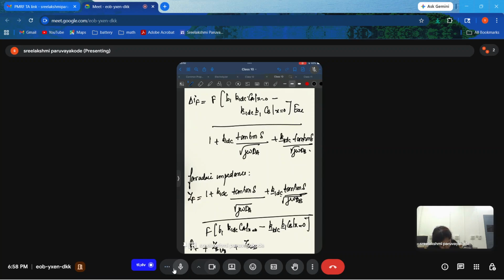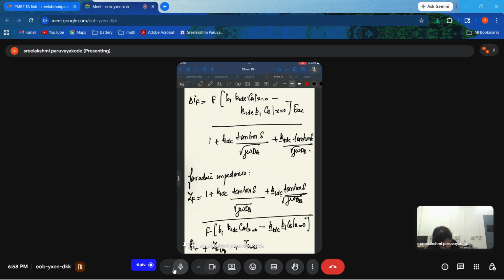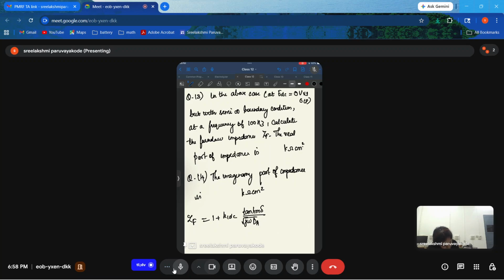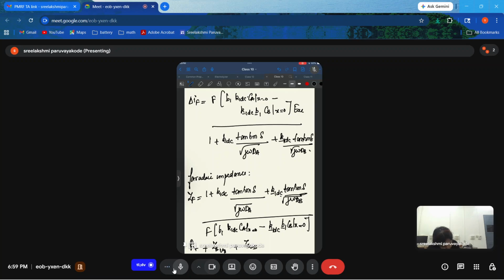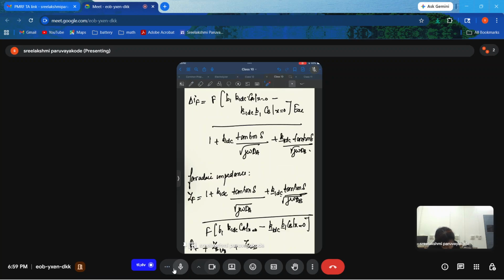So Zf equals 1 plus k1 dc tanh(m delta) by root of j omega dA, plus k minus 1 dc tanh(m delta) by root of j omega dB, the whole divided by f into b1 k1 dc cAs minus k minus 1 dc b minus 1 cBs.